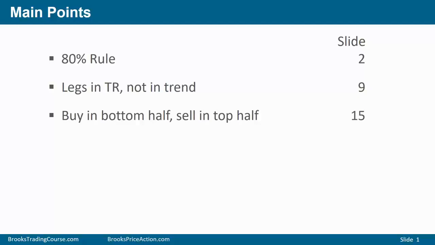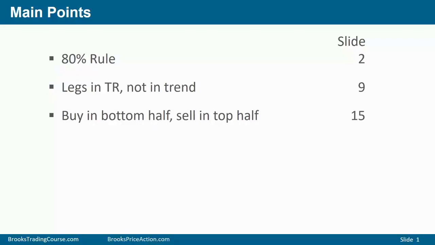I want to begin by talking about my 80% rule, and that is that the market has inertia. 80% of the time when it's in a trend and it tries to reverse, the reversal will fail. And 80% of the time when the market's in a trading range and it tries to break out, the breakout will fail and reverse. There are characteristics that distinguish legs within a trend from legs within a trading range, and I want to talk about some of those characteristics.